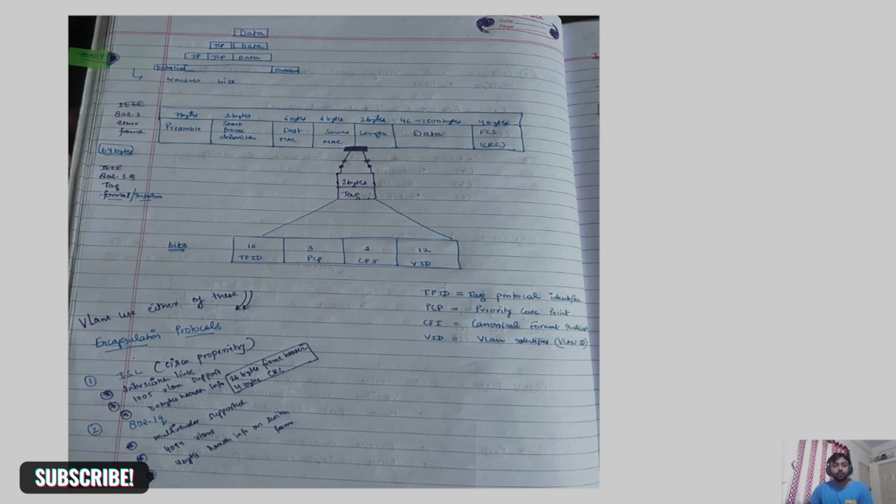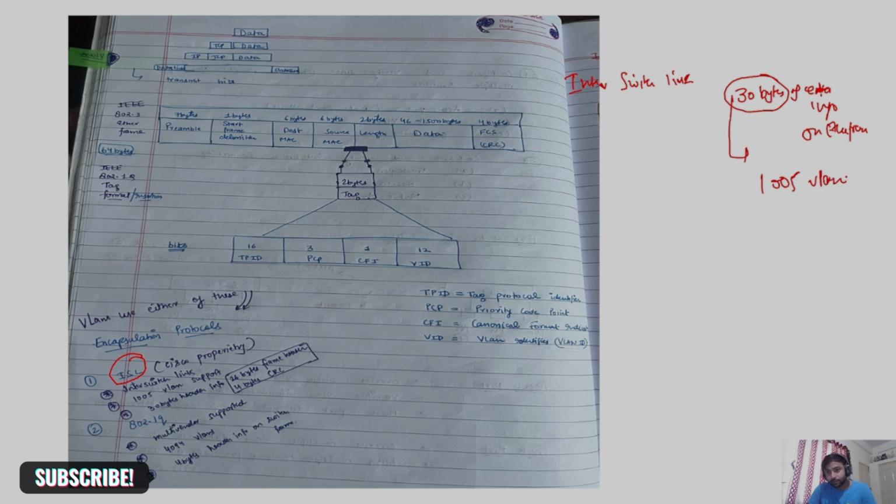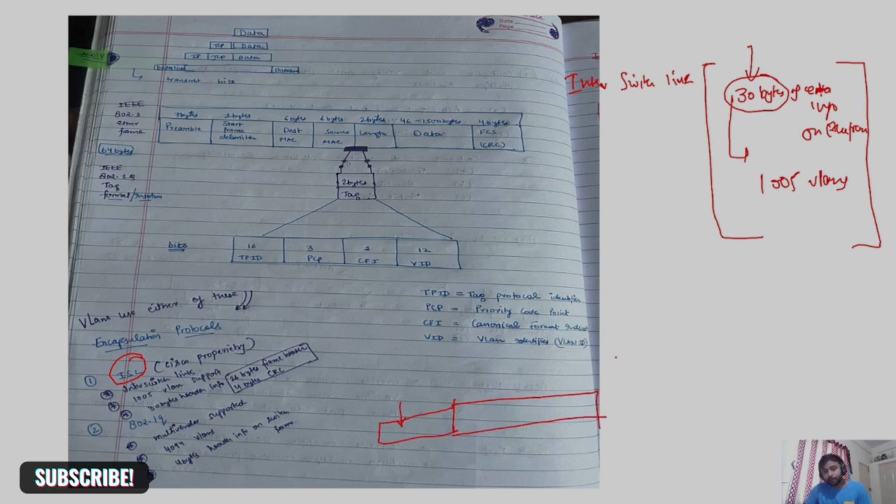First, ISL. ISL is Inter-Switch Link. It adds 30 bytes of extra information on the Ethernet frame. It is very old and supports only 1005 VLANs. So this is an old encapsulation protocol. We don't use it that often nowadays, because it is 30 bytes of information which we are adding in the Ethernet frame. It adds in such a way that, let's say this is our Ethernet frame, 26 bytes it will add here, and 4 bytes it will add here. So this is the ISL encapsulation protocol method.